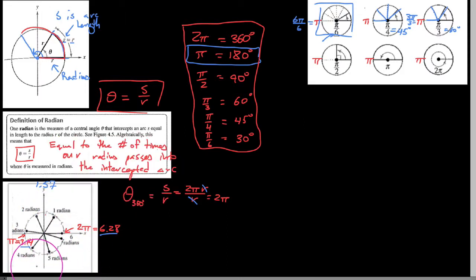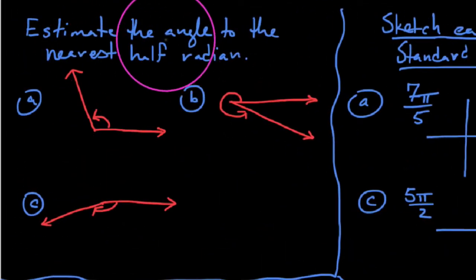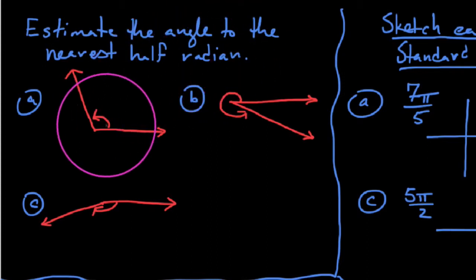We would say that there are 4.71 radius lengths when you get down to here. And we can easily see this on this picture. It would take 1, 2, 3, 4, about 4.71 radius lengths just to get down to here, okay? So what I want to do now is explore this. I've got 3 sets of exercises to look at, but this first one, I just want to estimate the angle to the nearest half radian, okay?